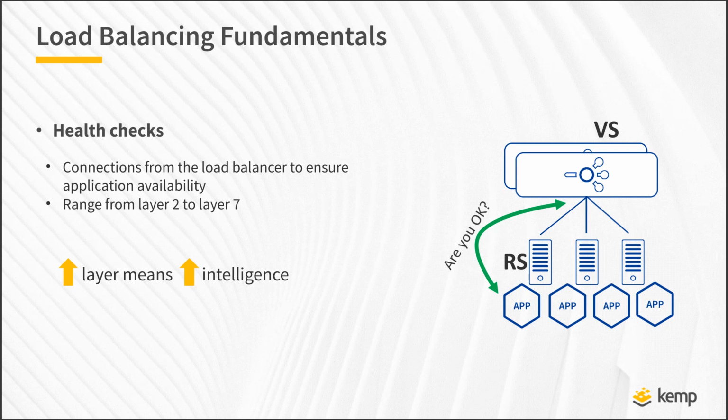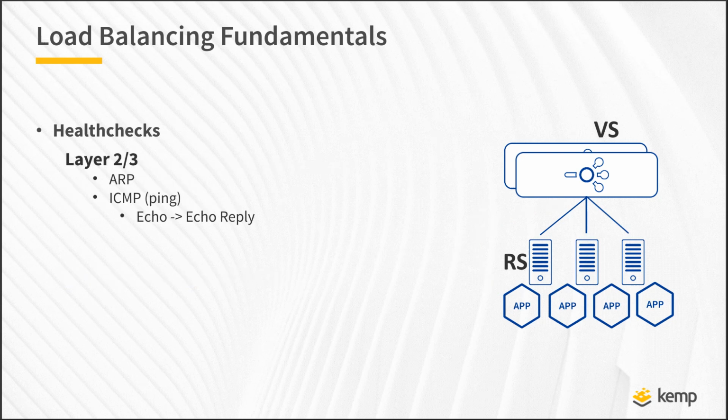Let's look at the different types of health checks that we commonly see with load balancing. First is the layer 2-3 health check. Fairly straightforward, standard networking technology. The first piece is Address Resolution Protocol, the ARP. And then within this layer 2-3 model is ICMP. This concept of ping. Send a poke and hopefully get a response. Send an echo and get an echo reply.